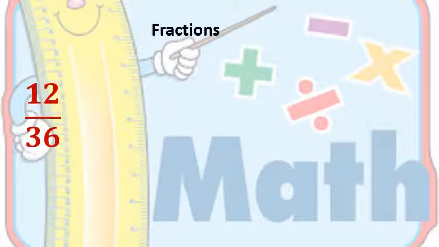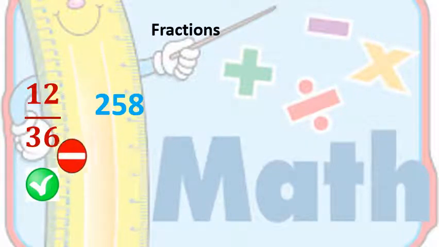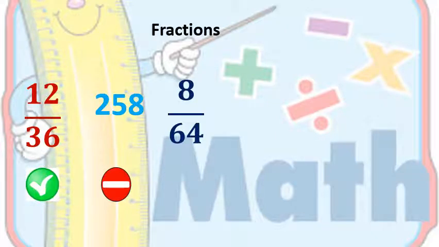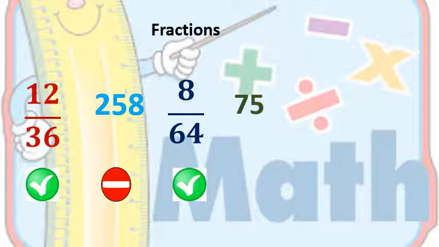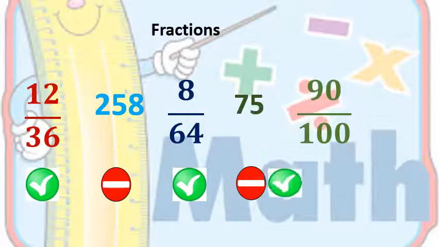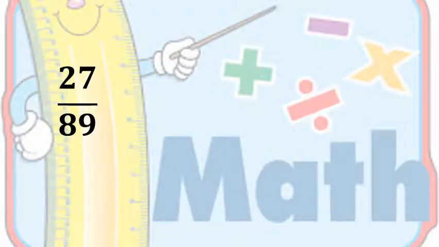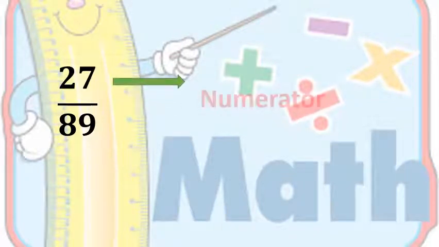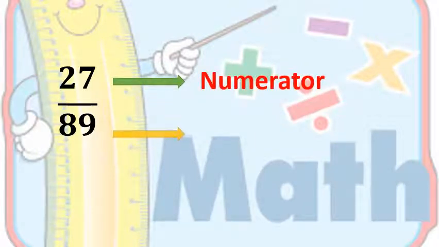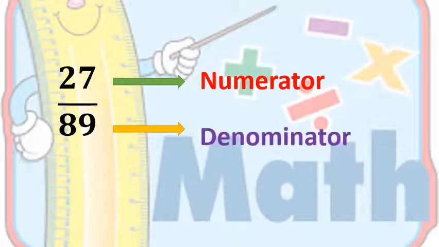Now fractions. Is this a fraction? Yes. Is this a fraction? No. Is this a fraction? Yes. Is this a fraction? No. Is this a fraction? Yes. So, in fractions, we have two numbers. The number that's above, we call it a numerator, and the number that's below, we're going to call it a denominator.